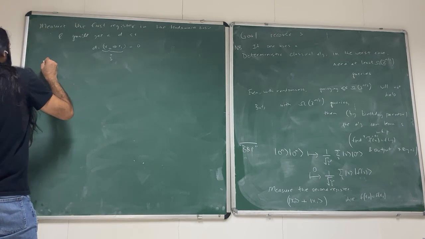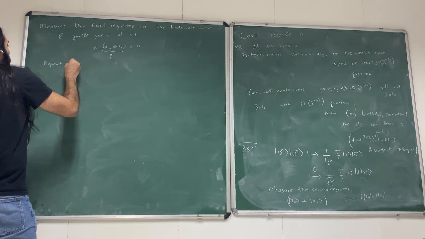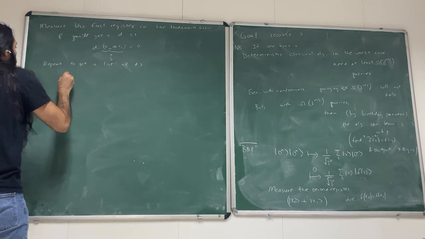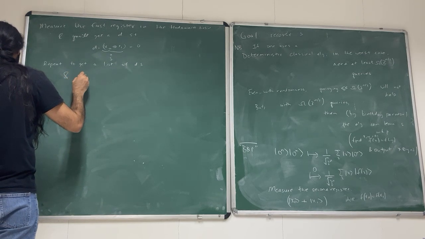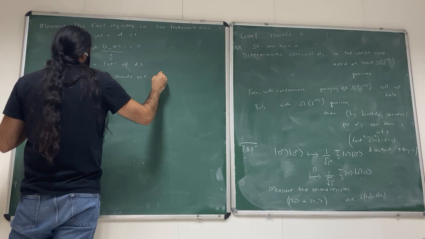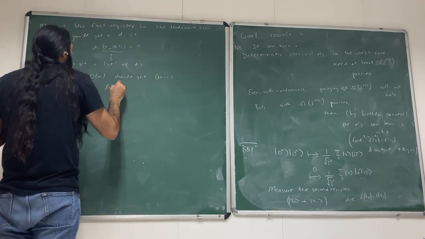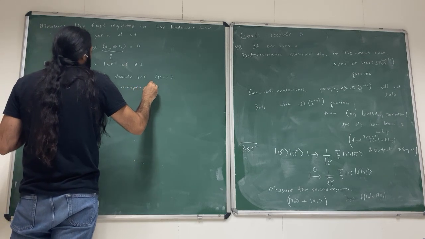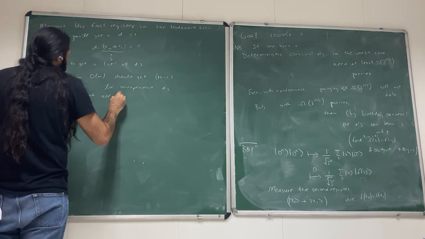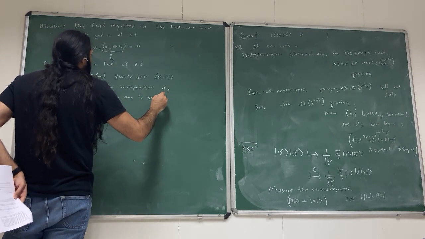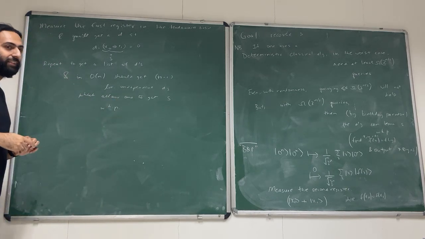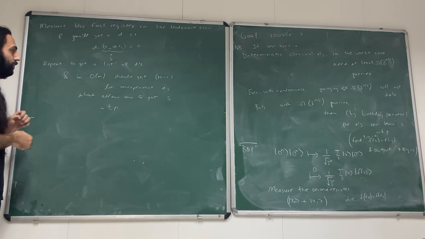And so you can repeat this to get a list of these, and in order n time, you should get n minus 1 linearly independent equations from which you can solve, which allow one to get s with high probability. That's Simon's algorithm, and this gives you a separation in query complexity.